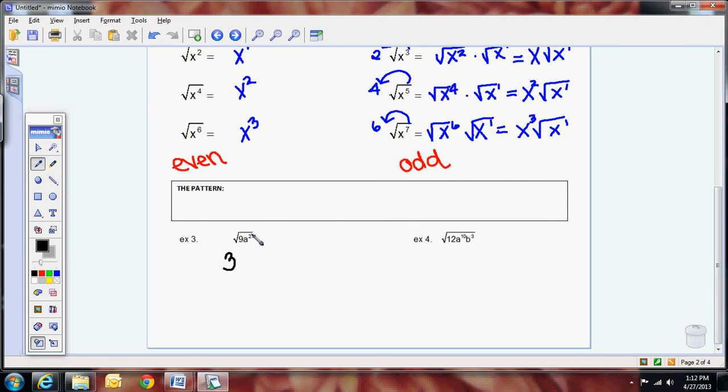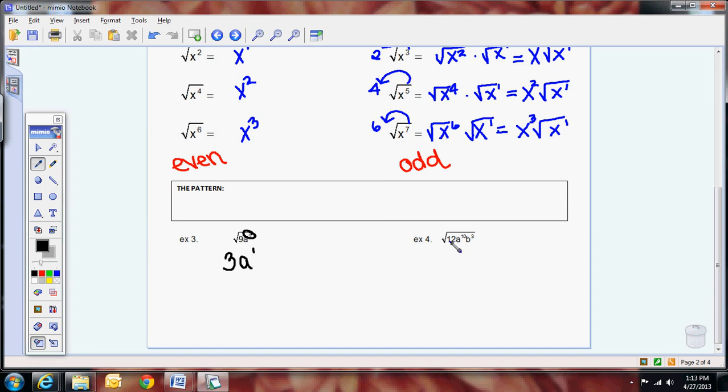Then I'm going to look here. Is this an even number? Thank goodness it is. So I can just break that in half like I did up here. So the square root of a squared is just a to the first. Now nothing is left over underneath the radical symbol because they're both perfect squares. So you're done with that one. That one was nice.